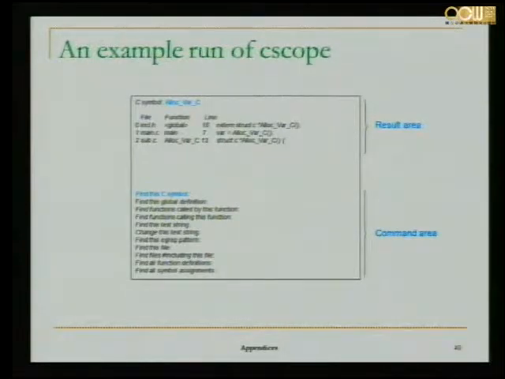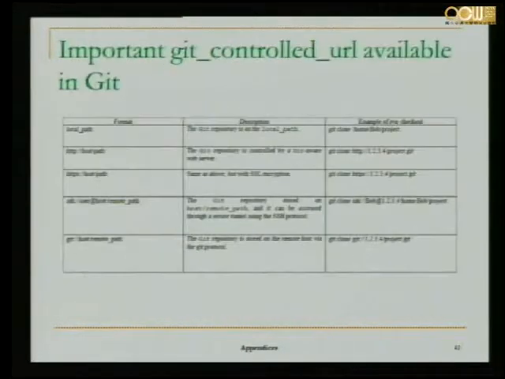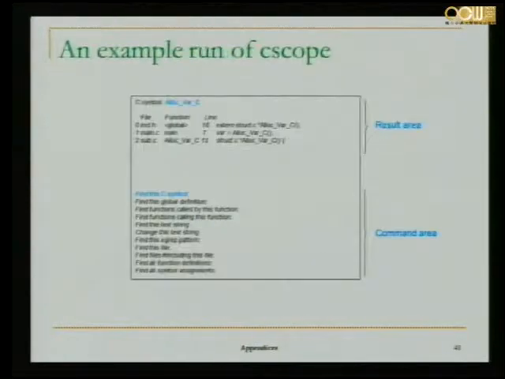Okay, and we mentioned LXR, which is a source code tracing tool, and another tool will be cscope, and it will give you again the cross reference of the program. Who calls whom, and also searching.